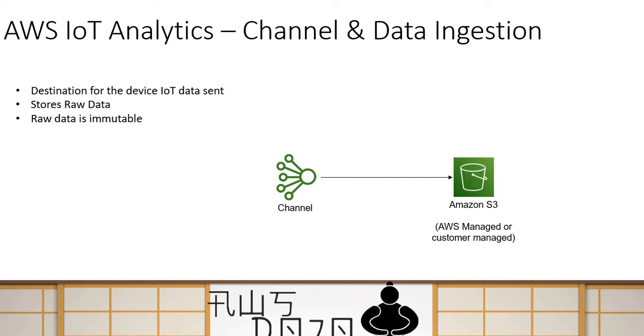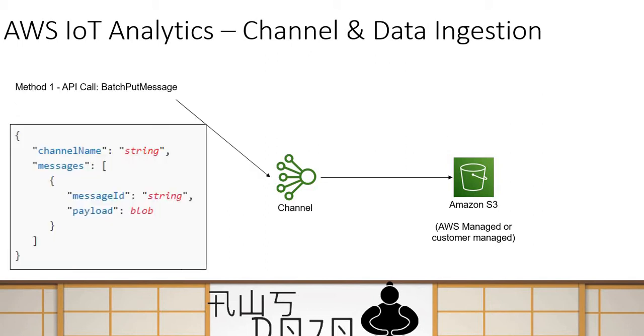Okay. Now, in how many ways can I publish data to the channel? One way to publish is that you can use this BatchPutMessage method, which is available in the AWS IoT Analytics API, and this is how the request format looks like. You need to provide the channel name, message ID, and your payload, your message, and this message will be published to your channel. This is one way of working.